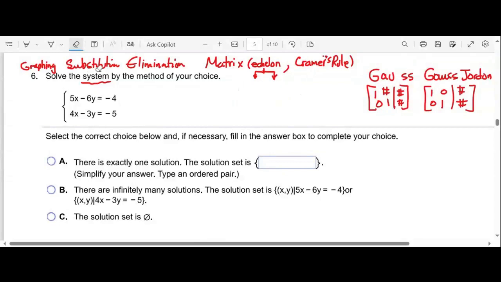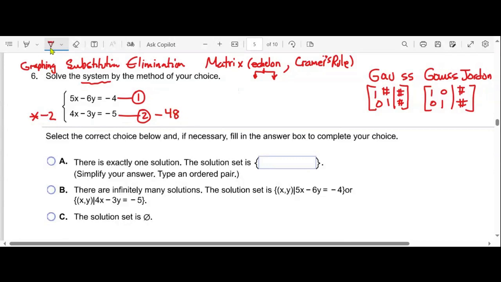I'm going to use elimination for this one because it's much easier, right? This is equation number 1, and this is equation number 2. Equation 1, can I multiply? Both must be the same. Can I multiply by -2? What are you going to get?